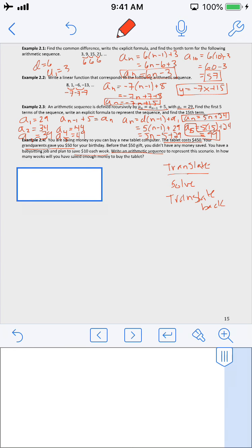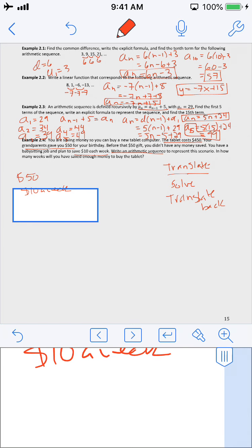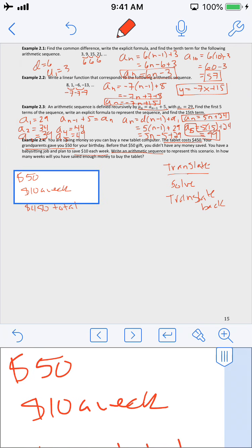Well, now I need to translate this. So I have the $50 from the birthday. I have $10 a week, and I have $450 total, and that's all. Okay, so what does this mean? So arithmetic sequence, what do I need for that? I need N, A-N, D, A1. Okay, so I need to come up with something like that.